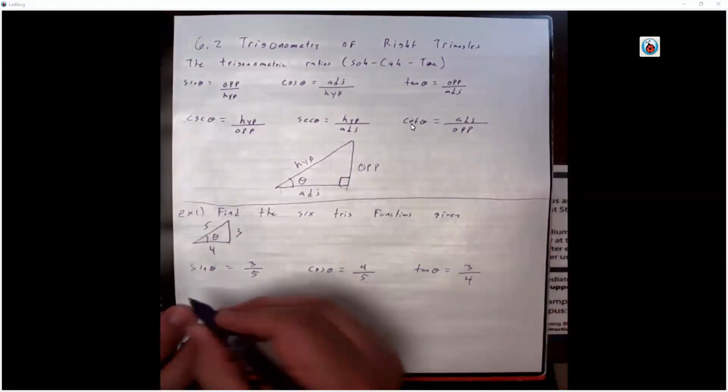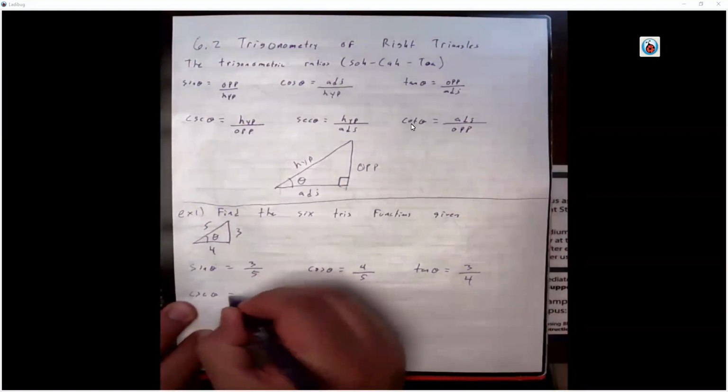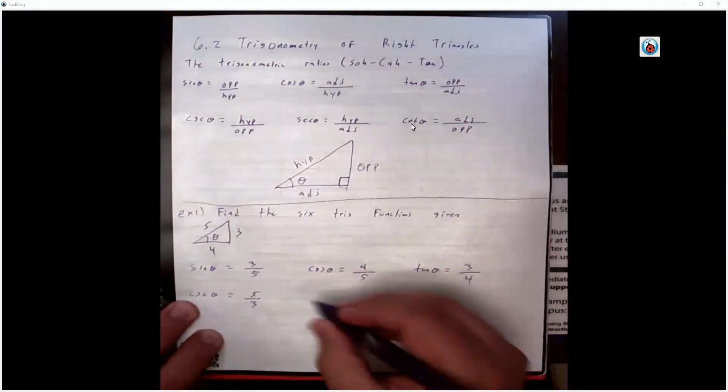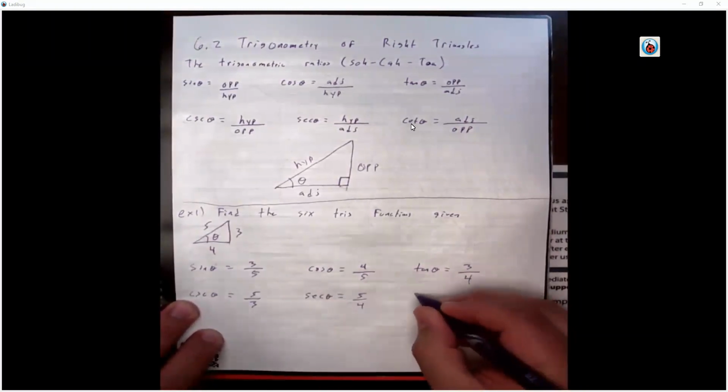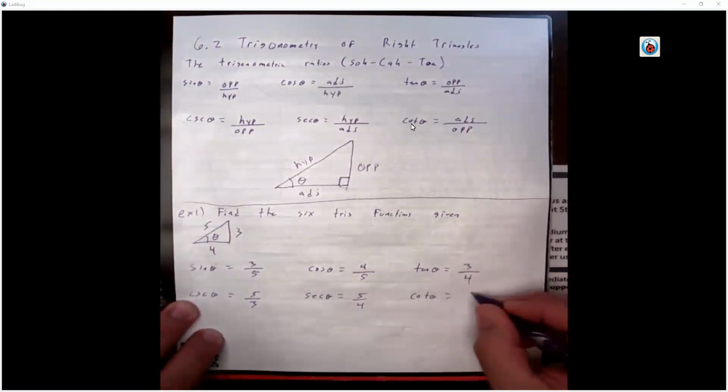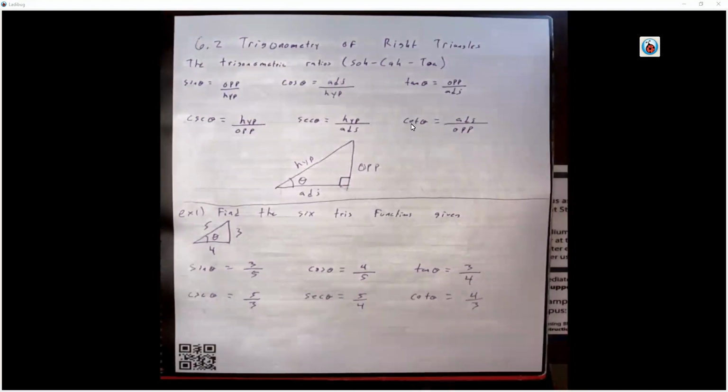The reciprocal of sine will be cosecant. Reciprocal of cosine is secant. Reciprocal of tangent is cotangent. Any questions on how we did number one? So the first few will be pretty straightforward like this, nothing crazy. And then it'll move on to stuff like, well, they'll give you one trig function, and you have to build a triangle yourself. Okay.